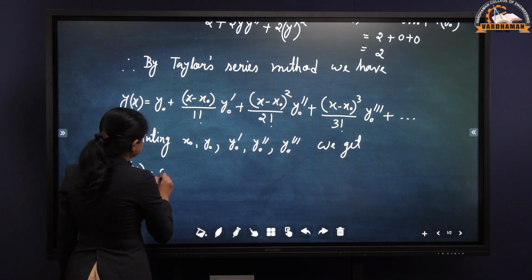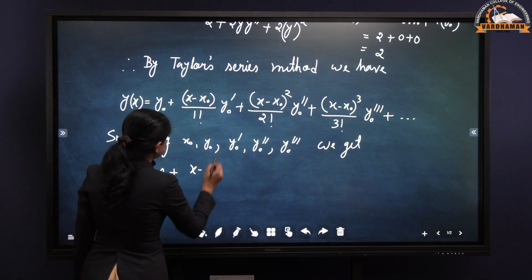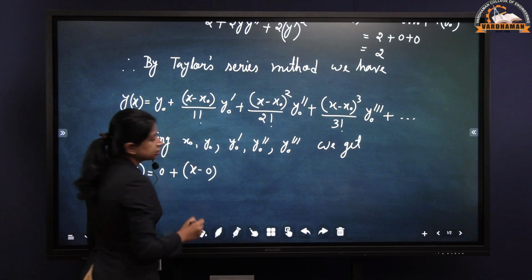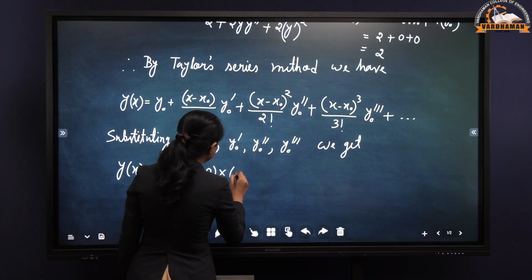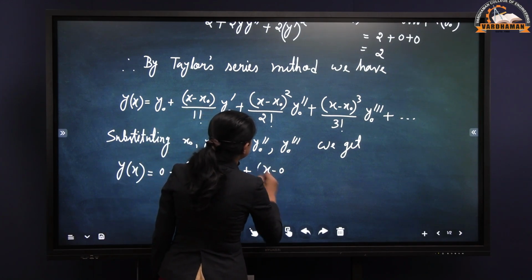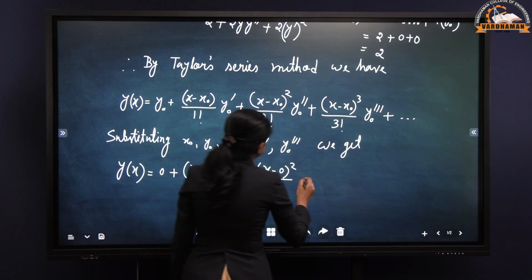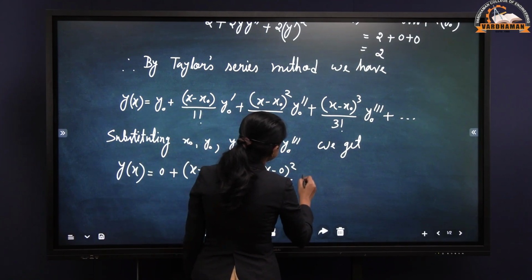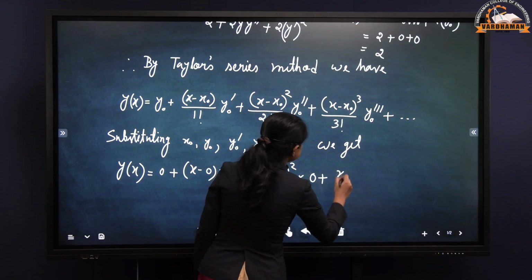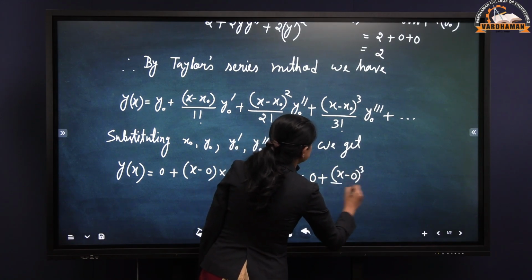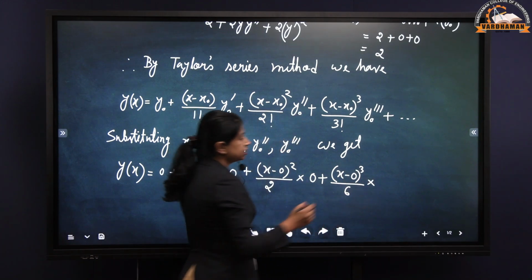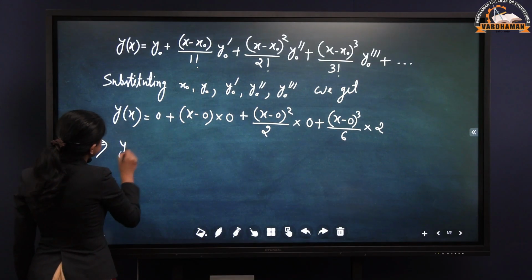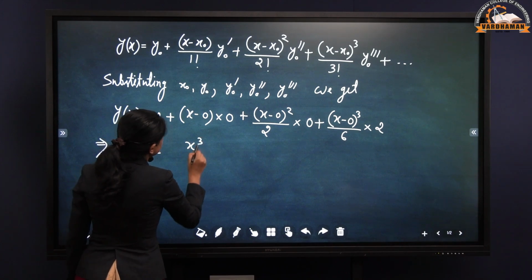Substituting x naught, y naught dash, y naught double dash, y naught triple dash, we get y(x) is equal to y naught is 0 plus (x minus x naught), that is x minus 0, by 1 factorial, which is 1, times y naught dash, which is 0, plus (x minus 0) whole square by 2 times y naught double dash, which is also 0, plus (x minus 0) whole cube by 3 factorial, that is 6, and y naught triple dash is 2. So what we have got? y(x) is equal to x cube by 3.